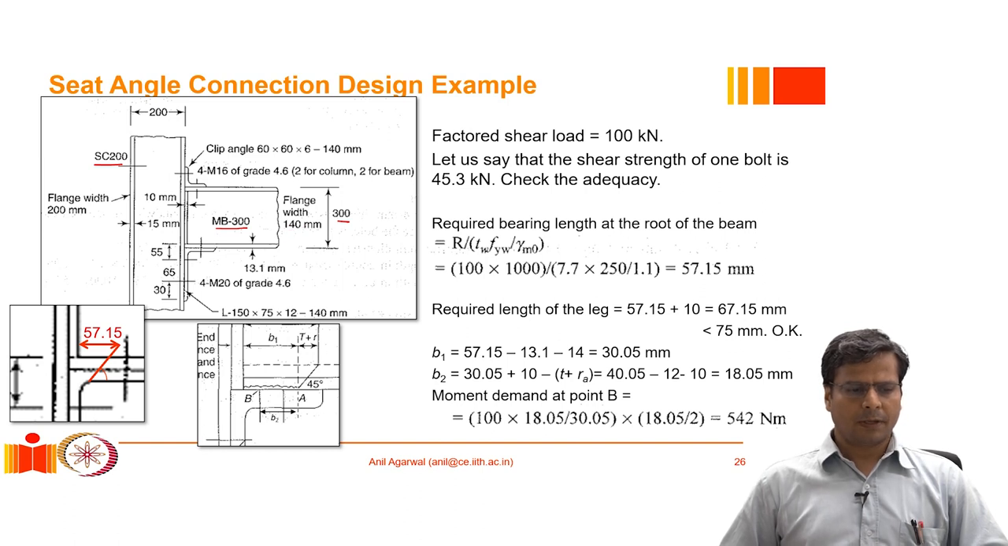Okay. Now, how is this load transferred? This load is transferred with the help of these two angles. One angle is the seat angle. This is an angle of size 150 by 75 by 12. So 150 is the vertical dimension of this angle, the vertical leg, and the horizontal leg is 75 millimeters wide, and 12 millimeters is the thickness of both these legs.